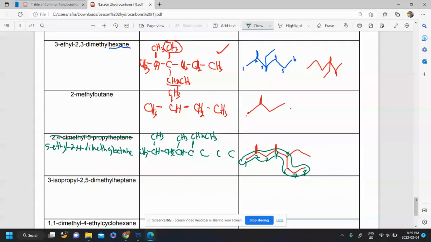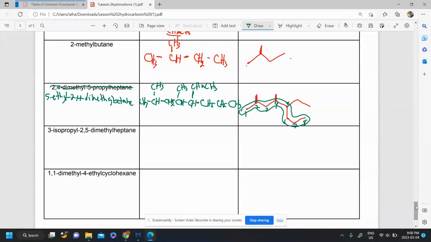Here we have a substituent, so just one H. Then H2 here because there's no substituents. H2 here. And then at the terminal, H3. And there we have our 5-ethyl, 2,4-dimethyl octane.